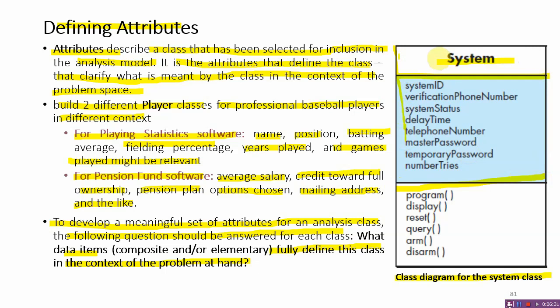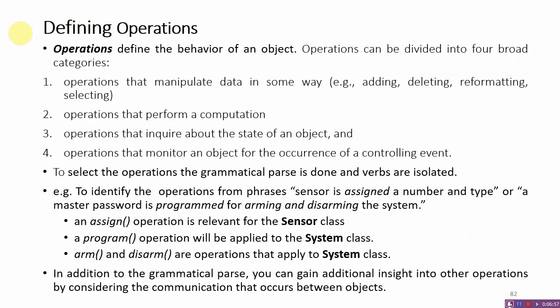There is a name of the class. Below the name of the class, attributes are being associated, and below that there are various functions which are associated with this class. Now let us define the operations, one of the primitives for this particular strategy of object-oriented analysis. So operations define the behavior of an object. Operations can be divided into four broad categories.